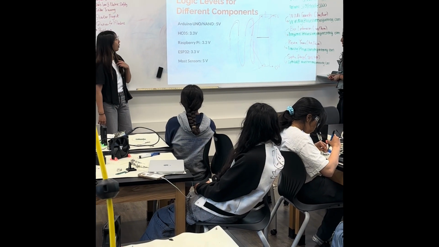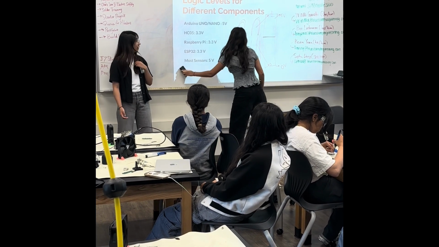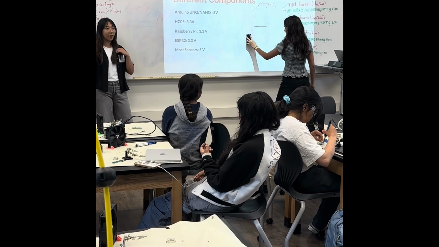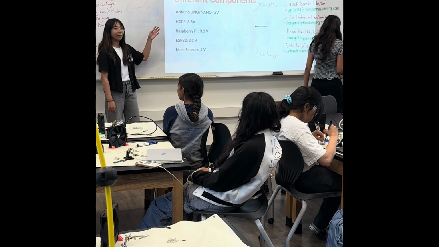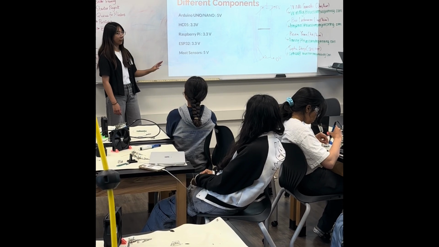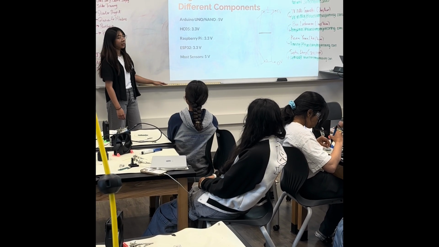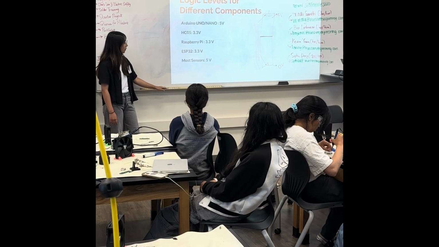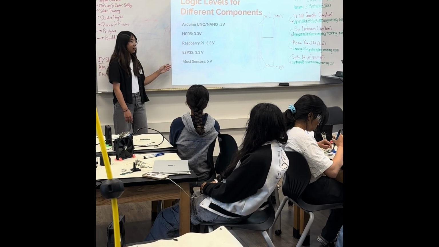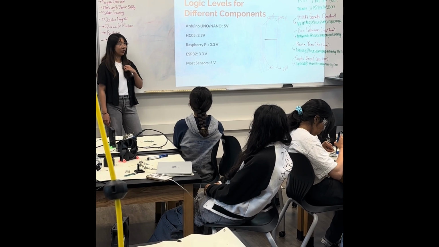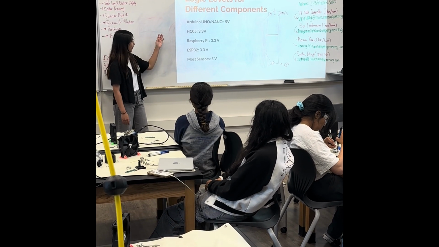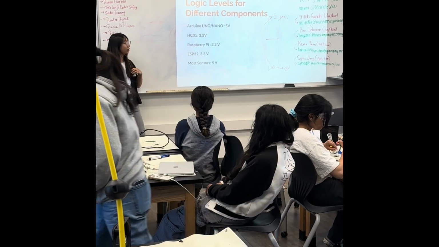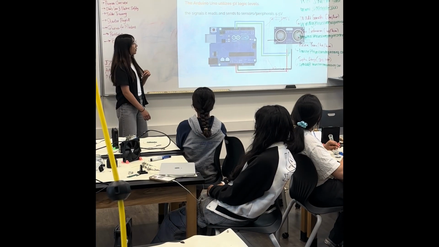A couple of common components that a lot of you guys are going to use in your project. As mentioned earlier, the Arduinos are usually 5 volts, and then the HC-05, which is a Bluetooth module, if you have Bluetooth in your project, that's 3.3 volts. Similarly, Raspberry Pi and the ESP32 are also 3.3 volts. And then most sensors that we use are going to be 5 volt logic level. So there is some difference between the 5 volts and 3.3 volts.